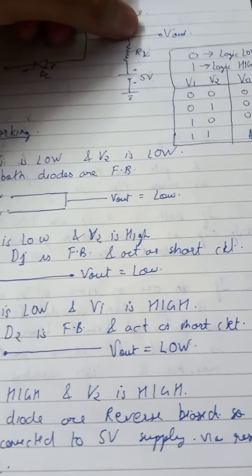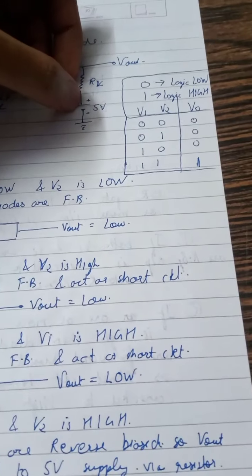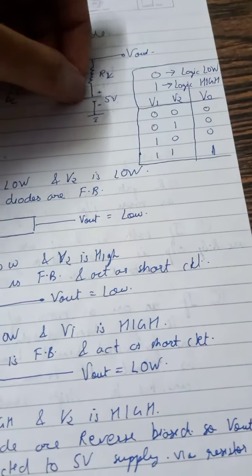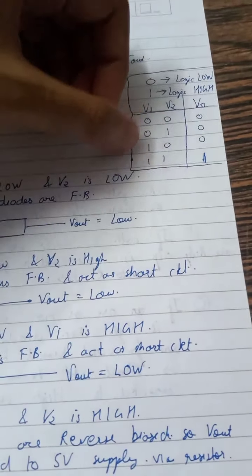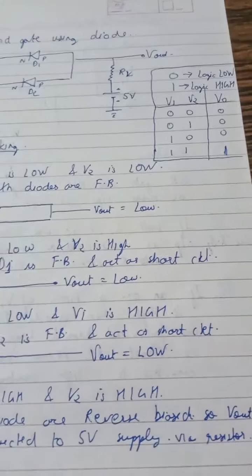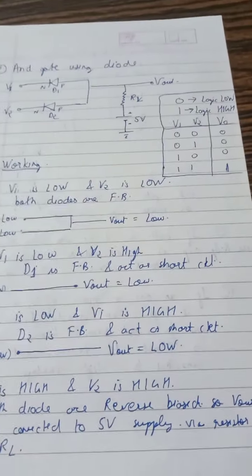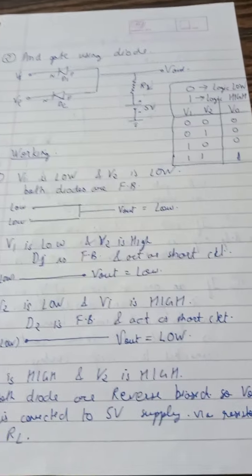So this Vout will be connected to 5 volt battery via the load resistor RL. So Vout will also be logic high because it is connected to 5 volt battery. So when V1 and V2 both are logic high, then Vout is also logic high, or the output voltage is logic high when both V1 and V2 are logic high. So this is the working of AND gate using diode.